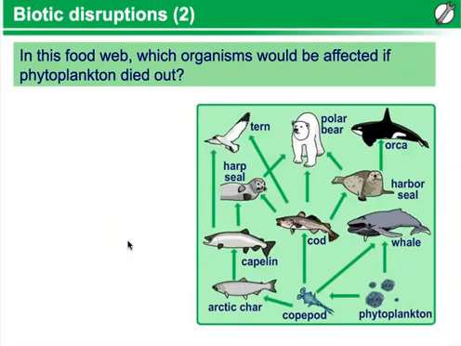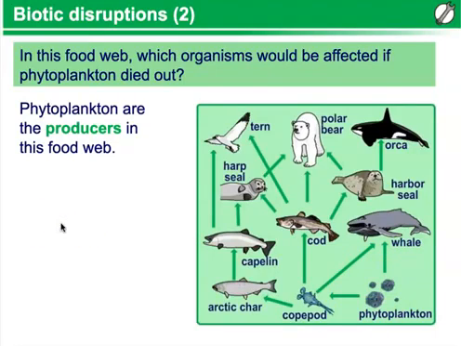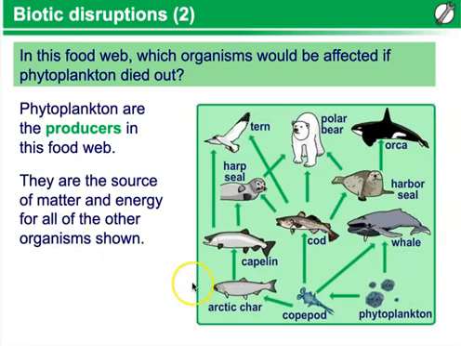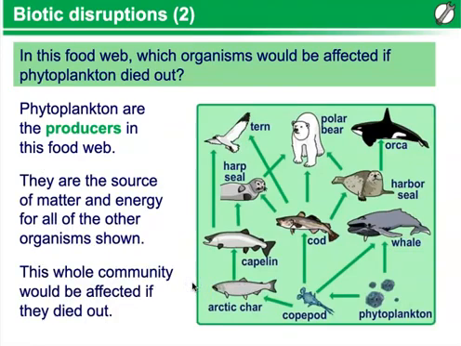In this food web, which organisms would be affected if phytoplankton died out? Here's our phytoplankton. Phytoplankton are the producers in this environment. They are the source of matter and energy for all of the other organisms. So this whole community would be affected if the phytoplankton died out.